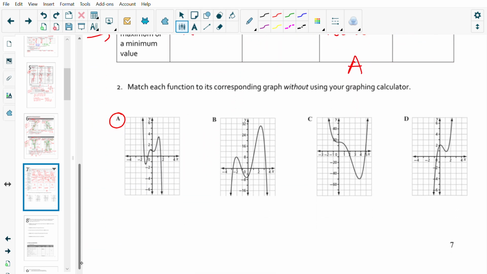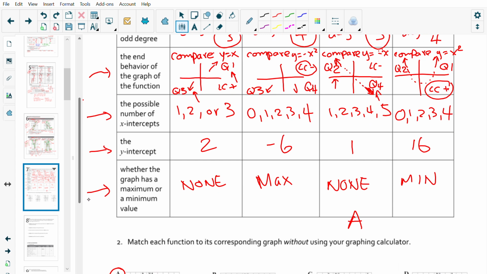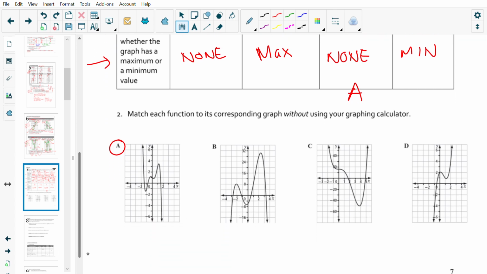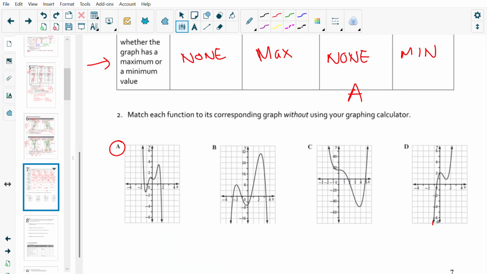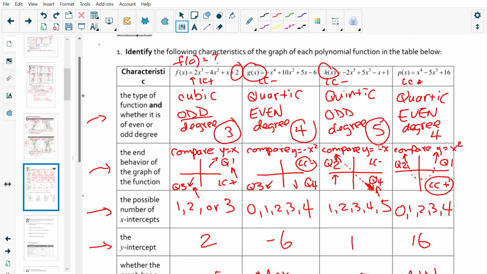Okay, so this is A. Okay, next one. Again, I'm going to do end behavior. Cubic, this one starts in quadrant 3, ends in quadrant 1. Starts in quadrant 3, ends in quadrant 1, so D has to be our cubic function there.